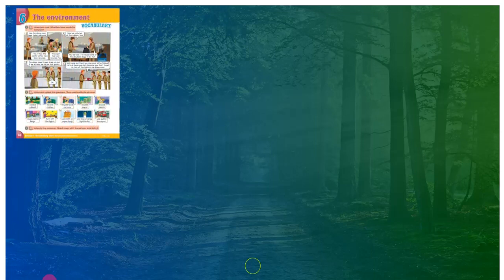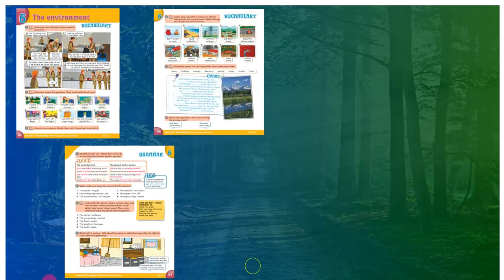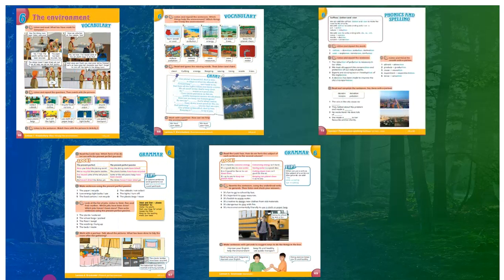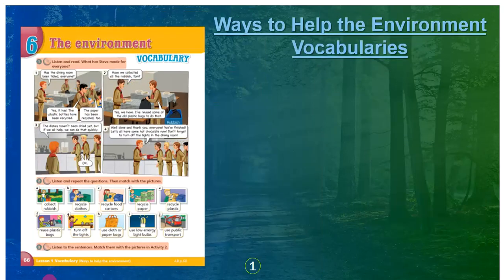It was number 1, the vocabulary lesson, 2, grammar 1, 3, the vocabulary 2 lesson, and then the grammar 2 lesson, the phonics and spelling lesson, and finally the CLIL science lesson, which was entitled allergies. Let's start with the first lesson, ways to help the environment vocabularies. That was the first vocabulary lesson.